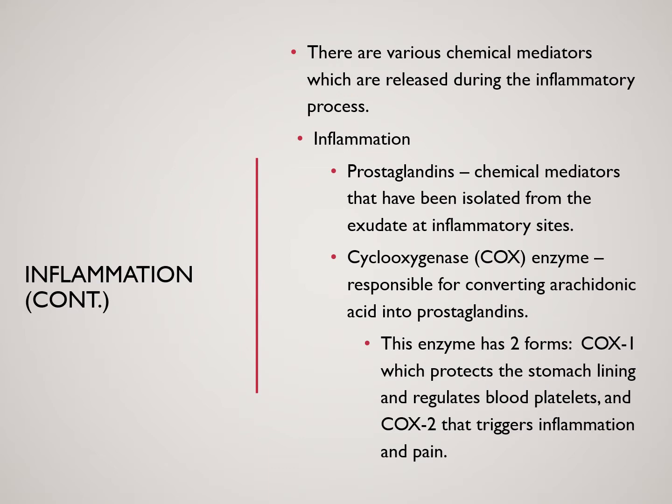There are other various chemical mediators which are released during the inflammatory process. The prostaglandins, those are the chemical mediators that have been isolated from the exudate at the inflammatory site. Then we have the cyclooxygenase, or the COX enzyme. It's responsible for converting arachidonic acid into prostaglandins. This enzyme has two forms, COX-1 and COX-2. COX-1 protects the stomach lining and regulates blood platelets, and COX-2 triggers the inflammation and the pain. We're going to talk about COX-1 and COX-2 when we talk about some medications a little further on.